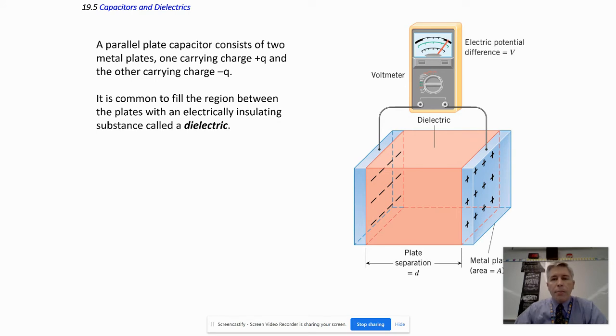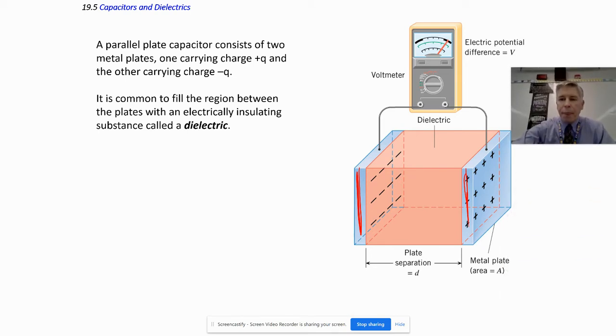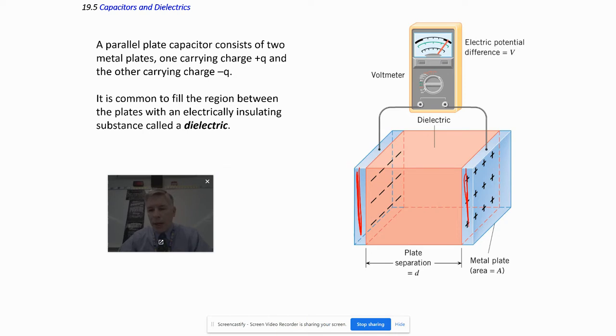So the simplest capacitor is what's called a parallel plate capacitor. It's basically just two metal plates. So you've got a plate here and a plate over there. One has a positive charge, one has a negative charge, because you're connecting them to some external voltage and you're using that to charge it up. Now the space between them can be filled with air, or it can be filled with some kind of material that's an insulating material. So it has to be an electrical insulator. This is known as a dielectric material.